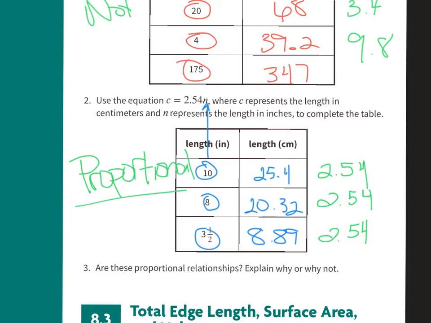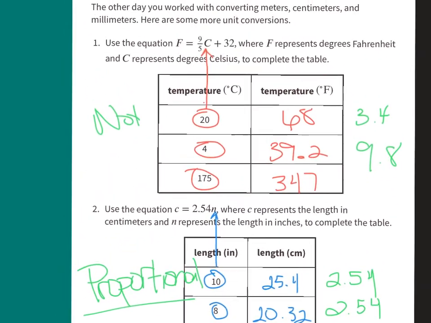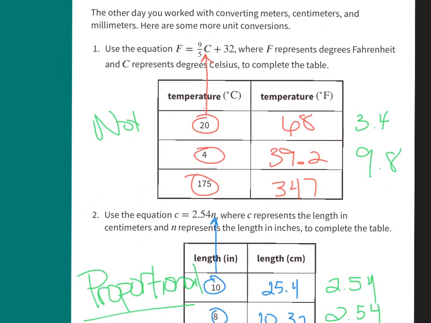Okay, what is the difference here between the first equation we had, F equals 9/5 C plus 32, and this one, C equals 2.54n. The difference is right here. We're adding 32 to it. Here we're just multiplying. In number 2, we're just multiplying right here.